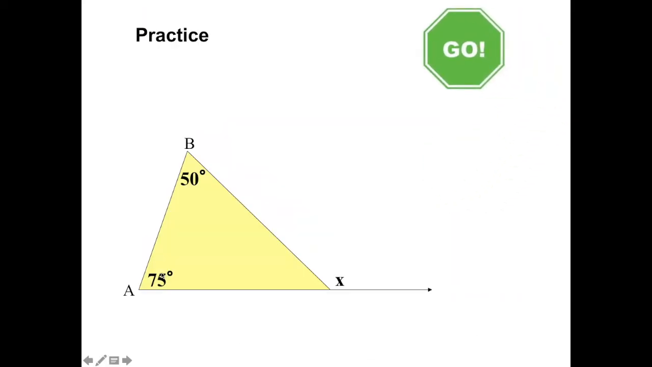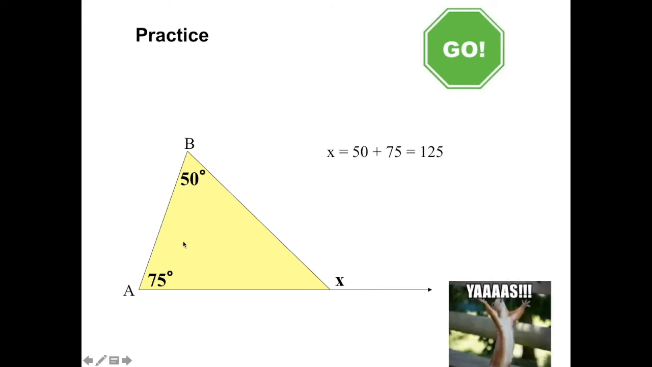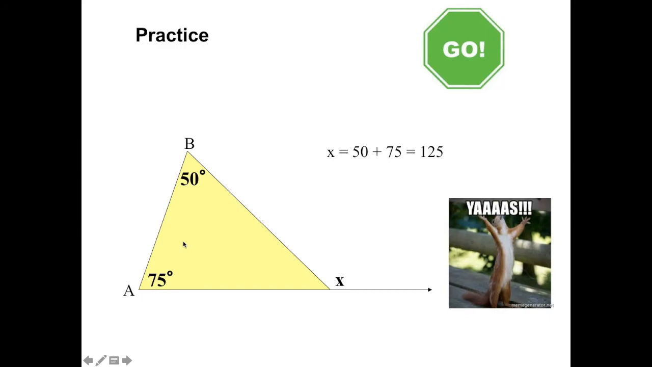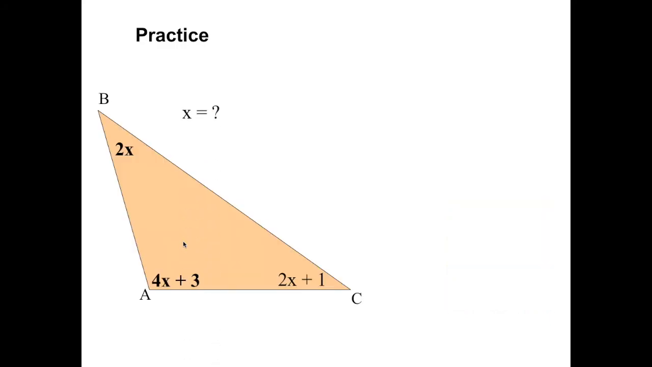Okay, so let's practice here. A little more exterior angle practice. X, somebody tell me X. What's X going to be? Well, here are 2 ways to do it. This is 125 degrees. That's the easiest way to do it. Just add them together. It's super easy. Are you kidding me? Waited this long for something this easy?